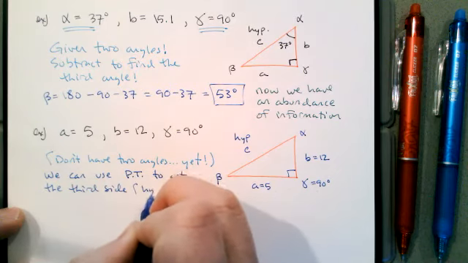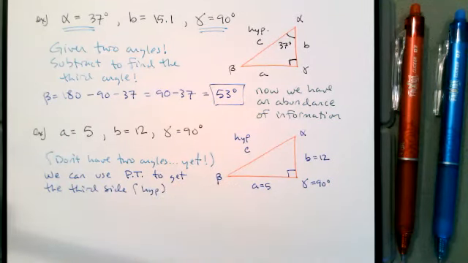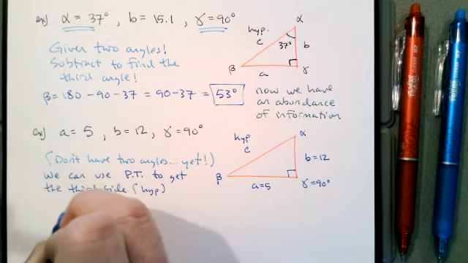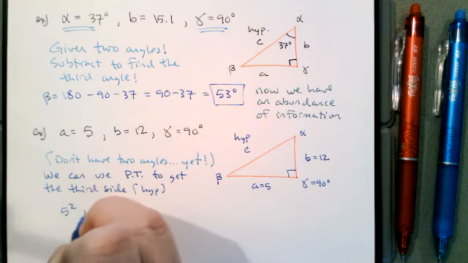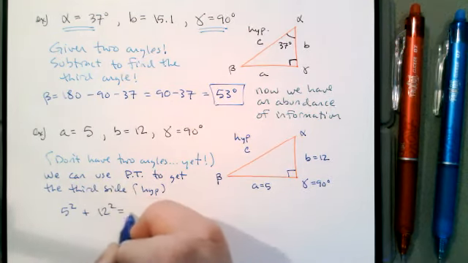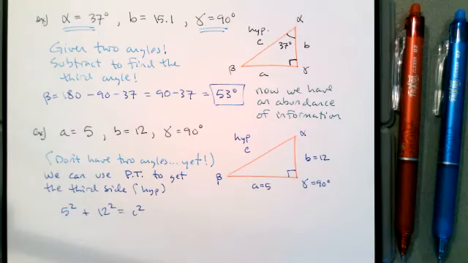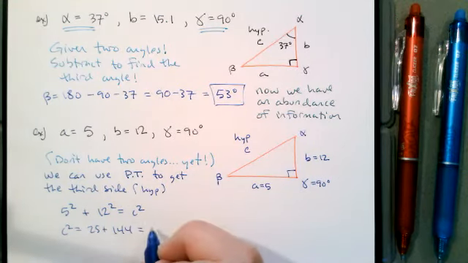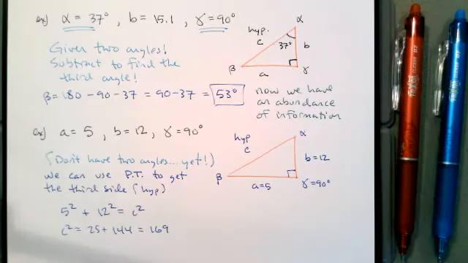Which in this case is the hypotenuse. So a squared plus b squared is equal to c squared. So c squared is 25 plus 144, which is 169. So that tells us that c is equal to 13.